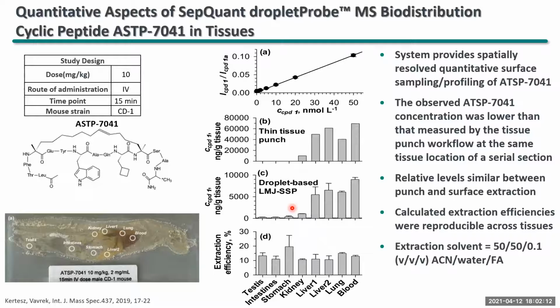I didn't think you'd be able to get so high extraction efficiency. 10 or 20% is actually not too bad. Because of the sensitivity of instruments these days, and especially since you're doing an IV dosing here, chances are the levels are reasonably high. So that's pretty good.